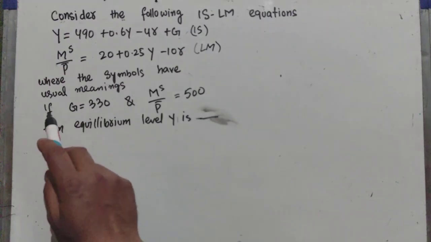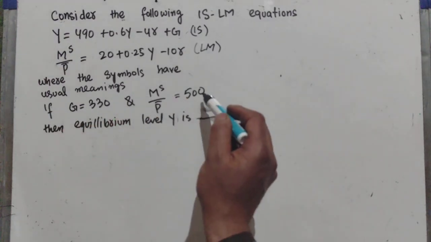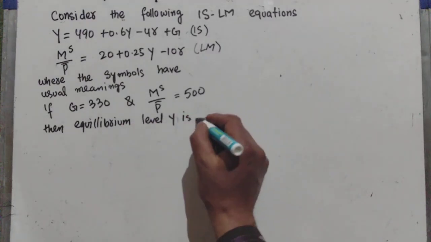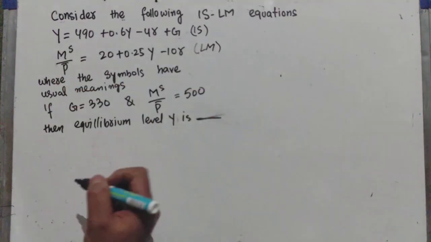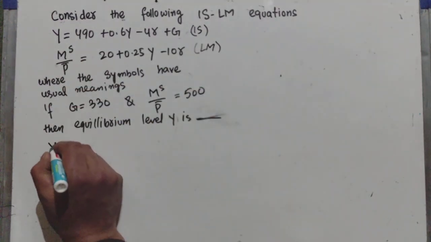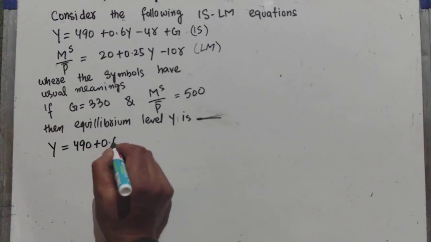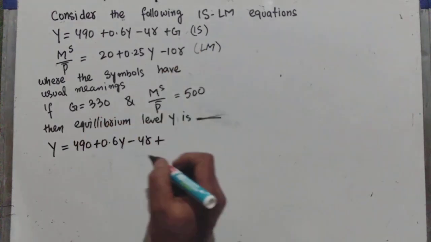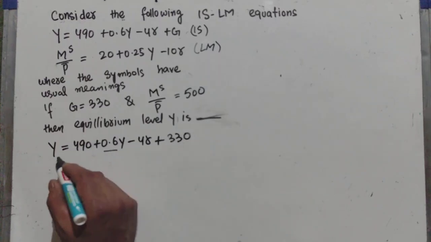If government spending is 330 and real money supply is equal to 500, then the equilibrium level of output in this economy will be, we need to find out. So let's take the first IS equation. We have y is equal to 490 plus 0.6y minus 4r plus g, and the value of g given to us is 330. So we need to solve it for y here.